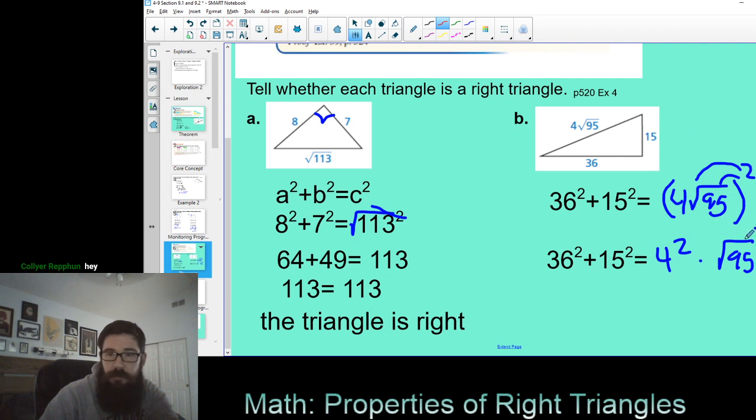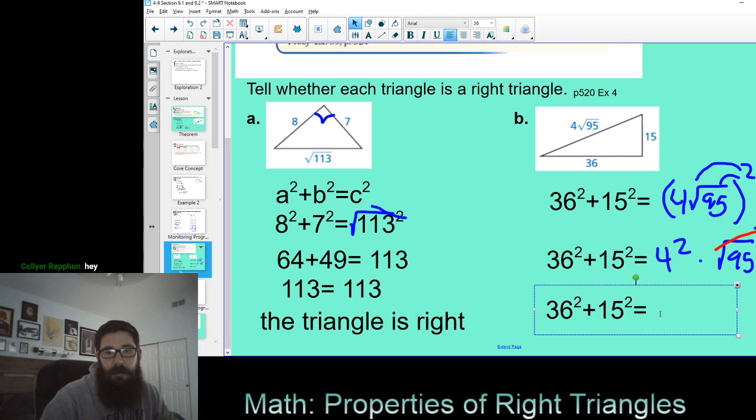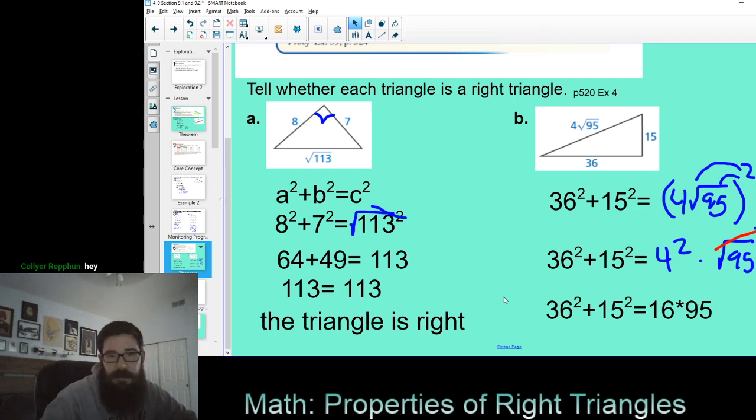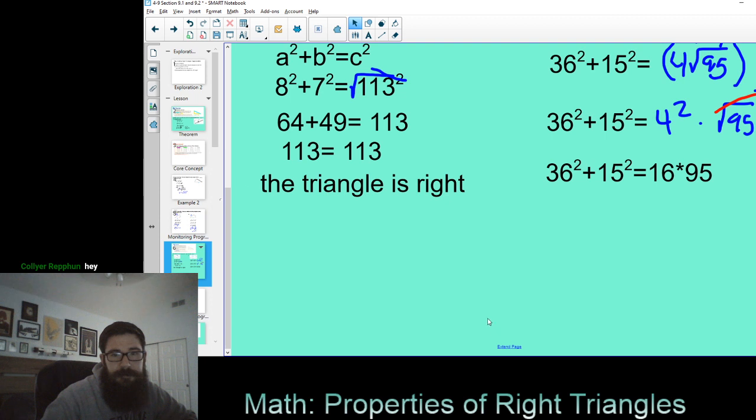The 2 for the squaring of the square root of 95 and the root will cancel out, leaving me with just 95. 4 squared on its own is going to be 16. So if I bring this piece down, what I now have is 16 times, because it was still multiplied, when I cancel the square and the square root, I just have a 95 right here. Now, these are large numbers, but that's okay. Let's use a calculator for it.